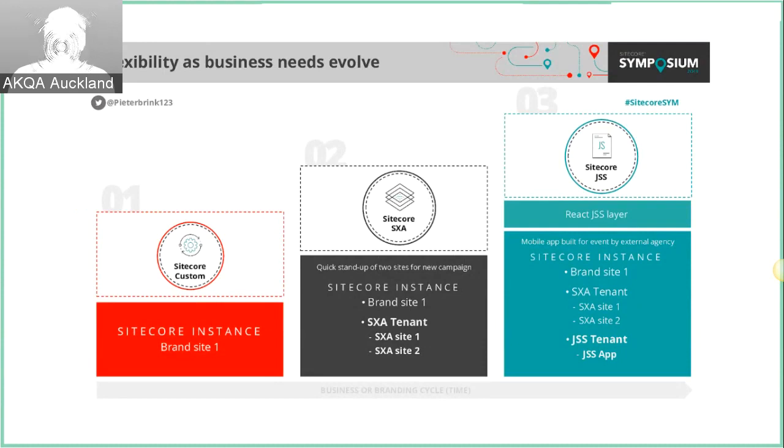SXA and JSS have a lot of conflicts, but now everything works seamlessly together. That's what they were showing. One, you can build a brand site, and second, you thought the brand site is gone, and now I want SXA sites. Now even all these sites are there. One, I want to create mobile or JSS, so I can build all these. So all these will work seamlessly together.